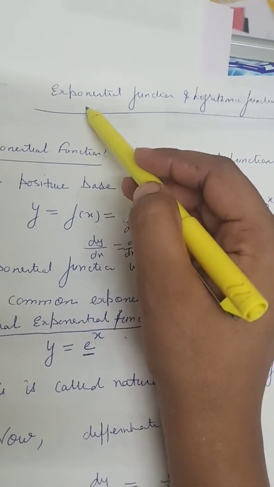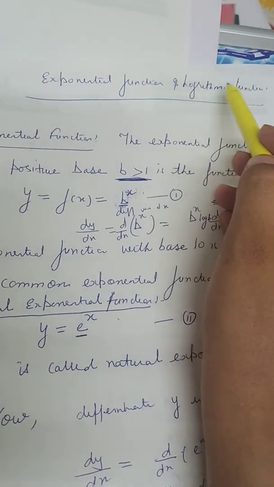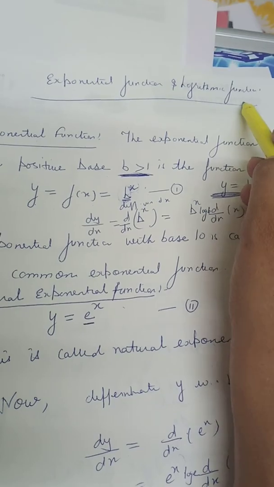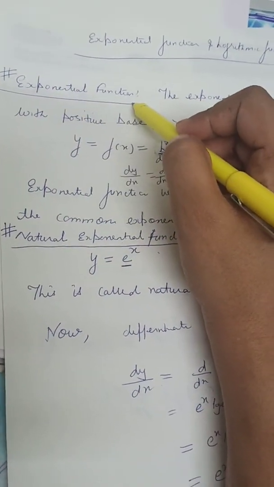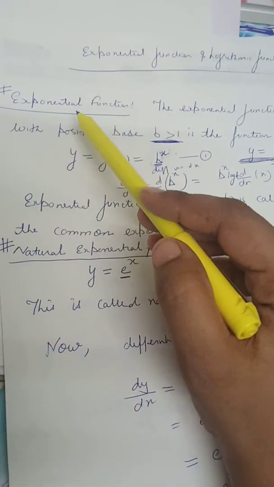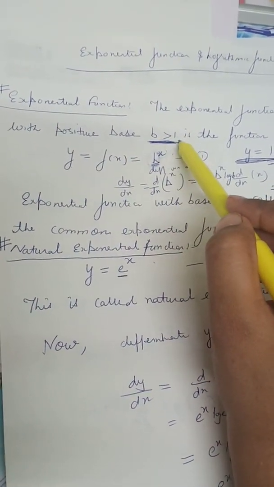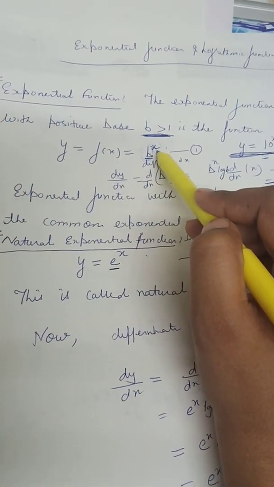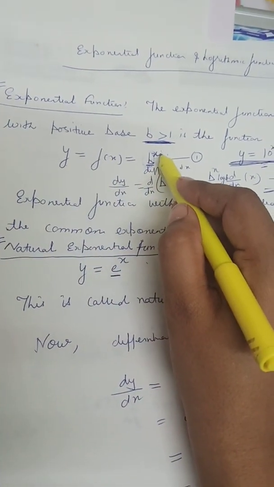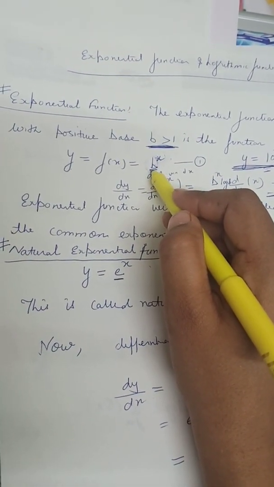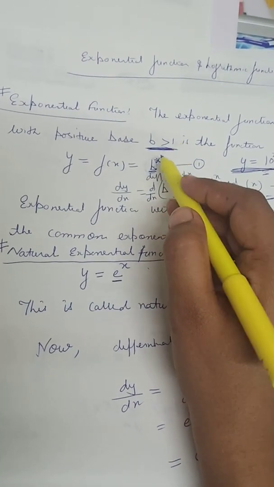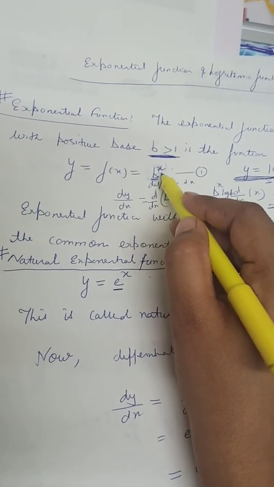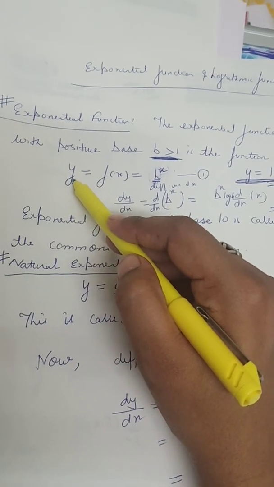Students, today we will do exponential functions and logarithm functions, and we will find out the derivative of the exponential functions and logarithm functions. First is, what is the exponential function? The exponential function with positive base b greater than 1 is the function y equal to f(x) equal to b to the power x. Here, y equal to b to the power x means b is a constant, but it should be greater than 1. And the power of b should be the variable. Here x is an independent variable and y is a dependent variable.